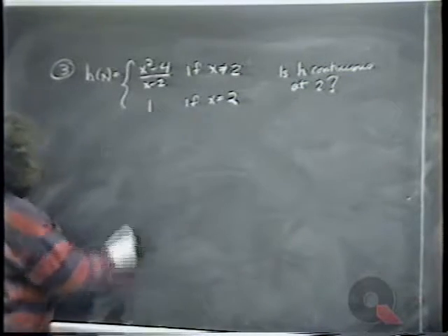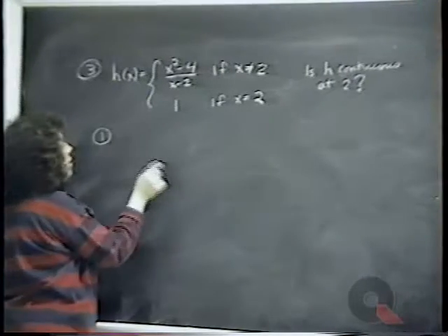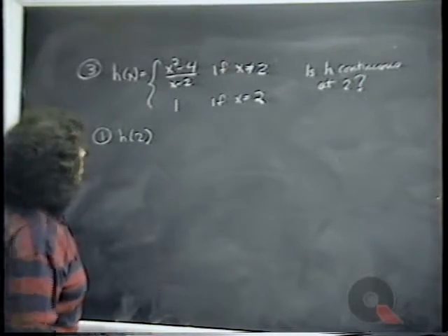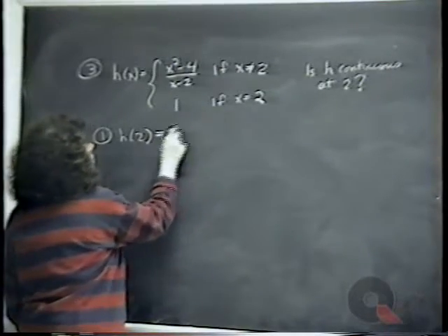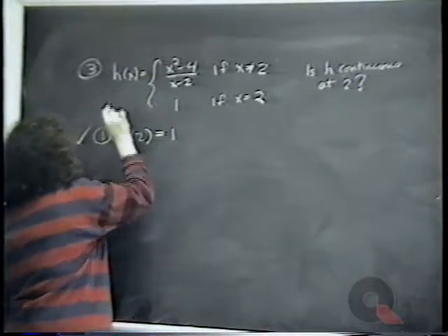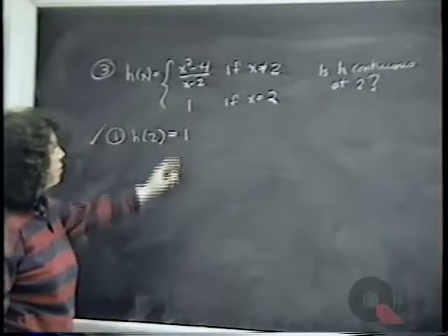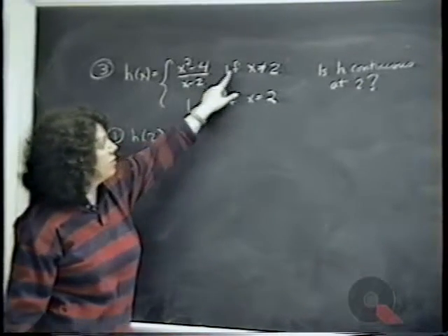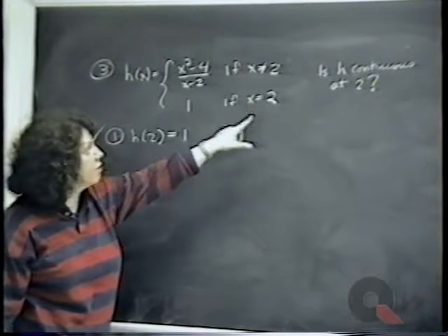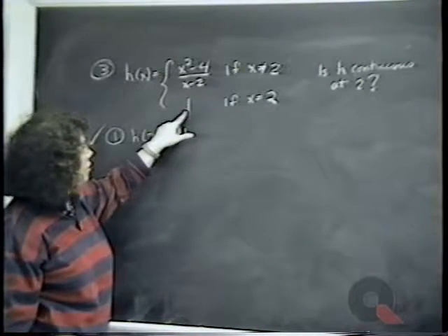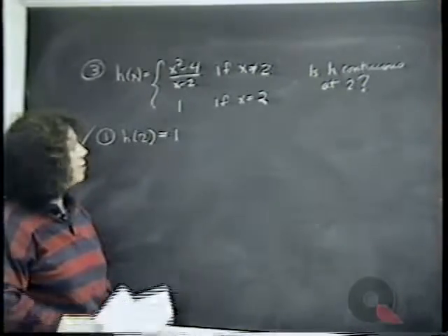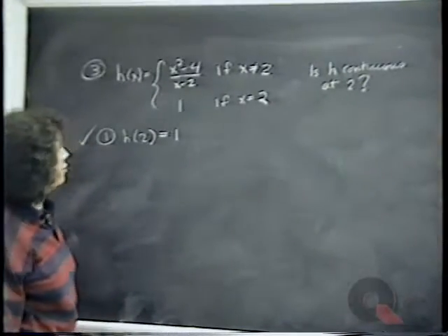Okay, let's check. Condition 1. Does H of 2 exist? Yes. H of 2 is equal to 1. Condition 1 is okay. There would be a problem substituting 2 into this first part, but we're told that's only if x is not equal to 2. If x equals 2, h of 2 is equal to 1. So, yes, h is defined at 2.